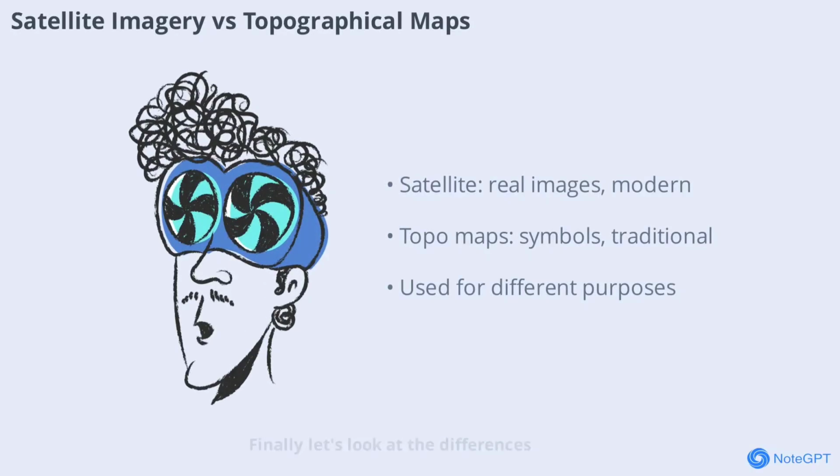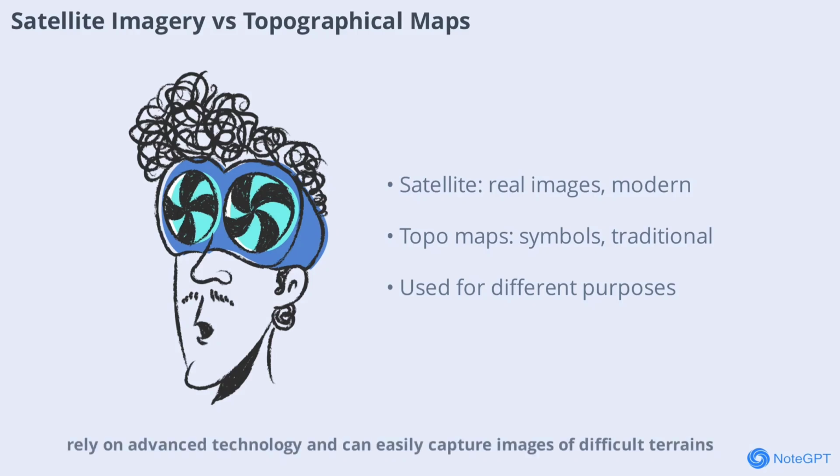Finally, let's look at the differences between satellite imageries and topographical maps. Satellite imageries are prepared from photos captured by satellite sensors, representing landforms as they appear in reality. They are modern, rely on advanced technology, and can easily capture images of difficult terrains. Reading satellite images requires special training, but they are quick to prepare and less expensive.